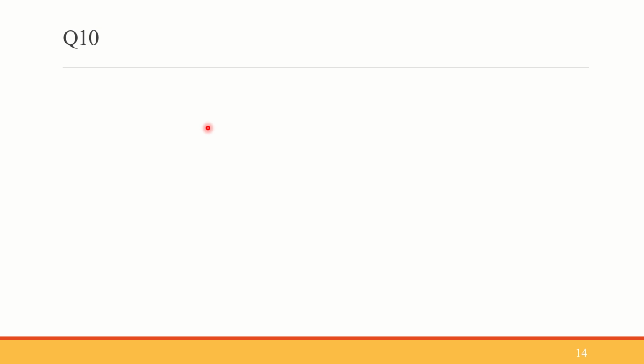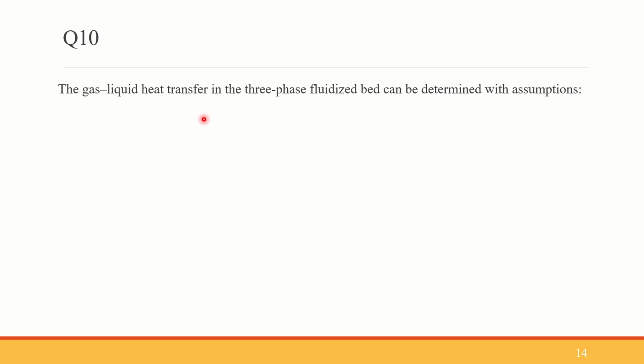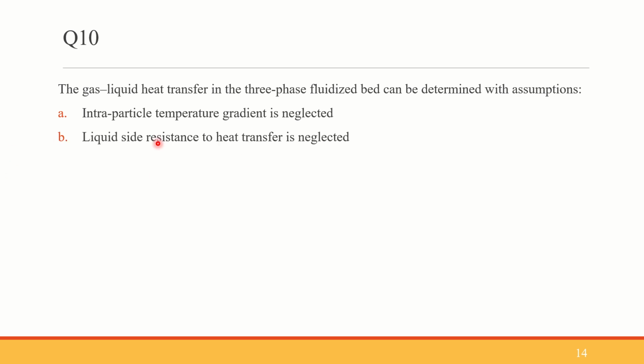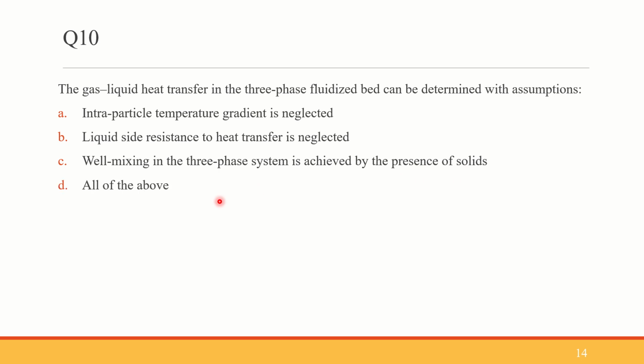So question 10, it is about the gas liquid heat transfer in three-phase fluidized bed can be determined with assumptions. Option A, intraparticle temperature gradient is neglected. Option B, liquid side resistance to heat transfer is neglected. Option C, well mixing in the three-phase system is achieved by the presence of solids. Option D, all of the above. So answer is actually option D, all of the above.